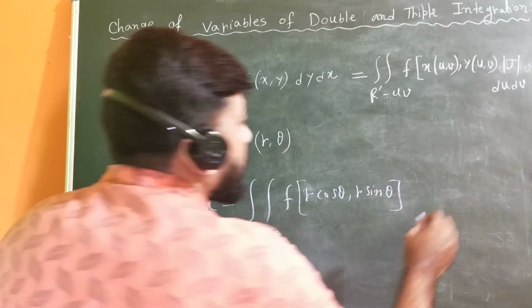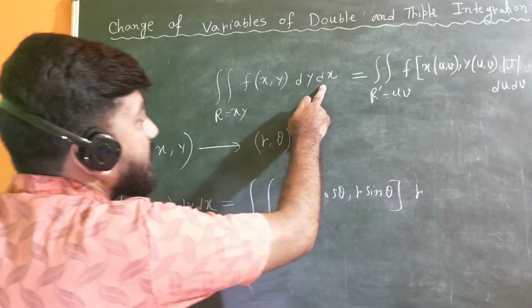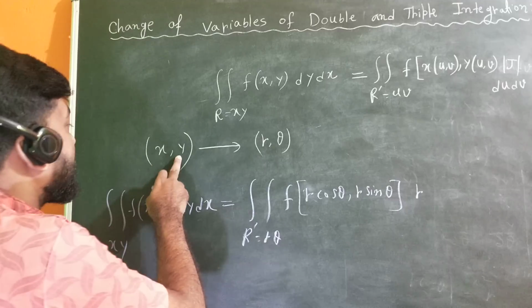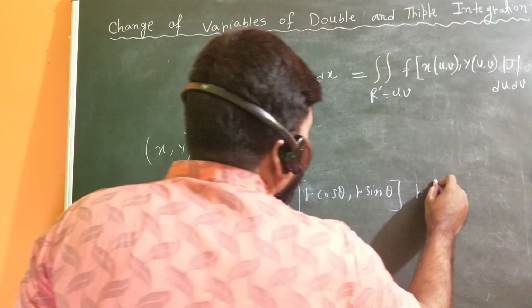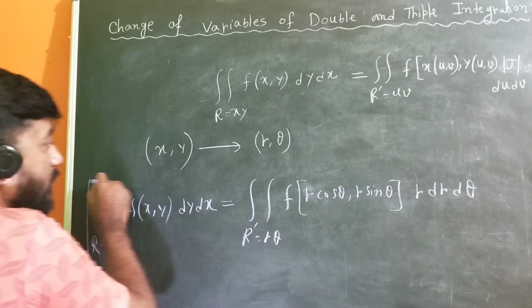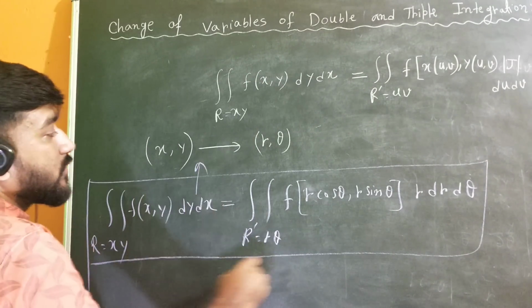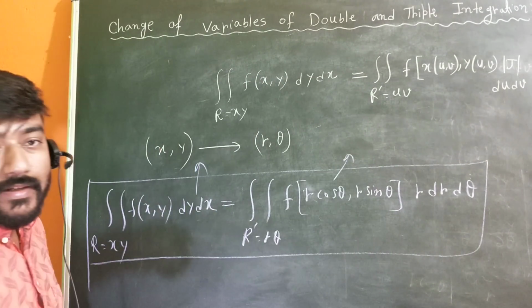Okay, and now what is the Jacobian? It is r, and then instead of du dv, here dy dx is converted. So dx dy will be converted into dr d theta. So it will be r dr d theta. So this will be the conversion, the change of variable from Cartesian to polar. So you have to integrate in this way.